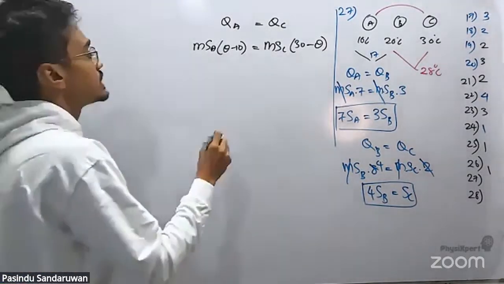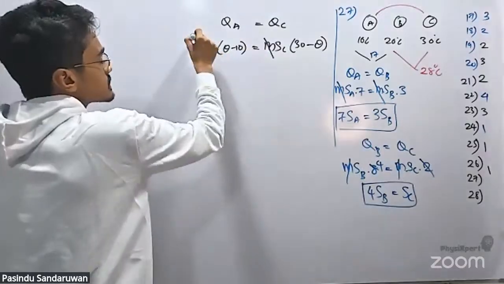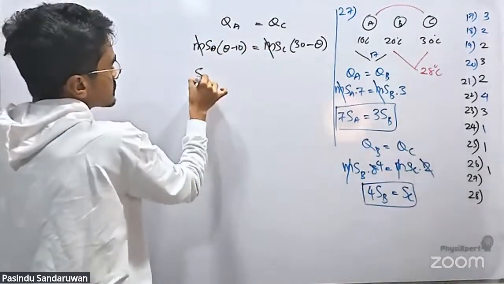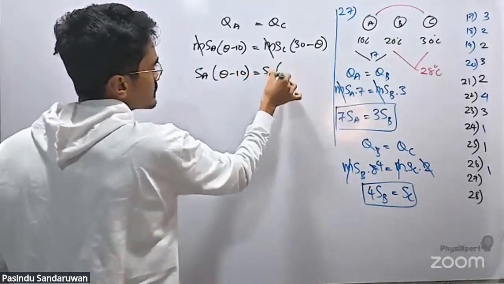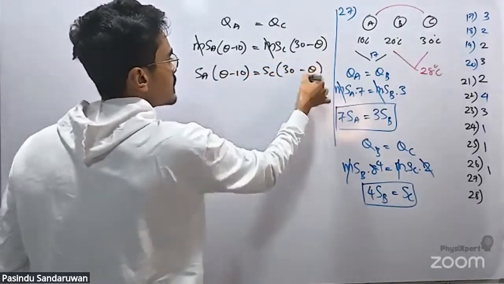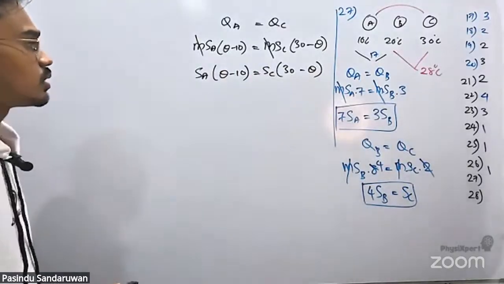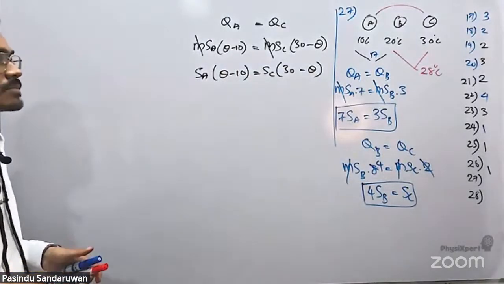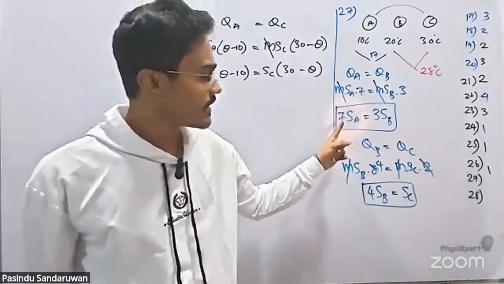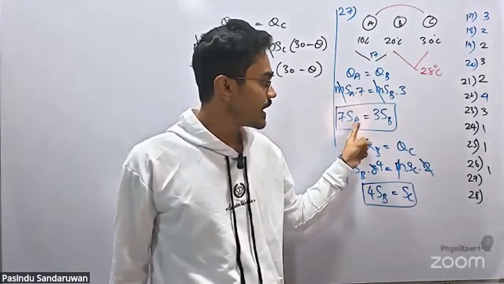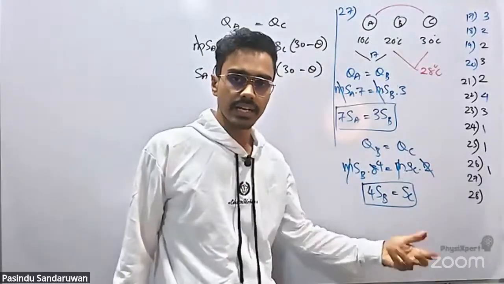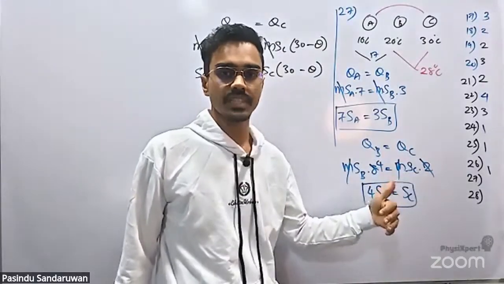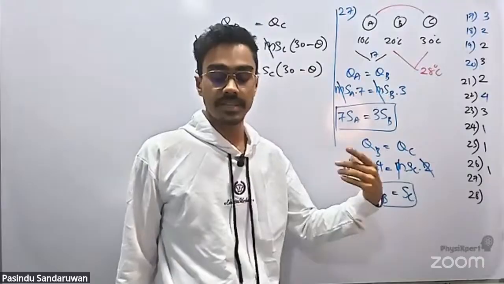Okay? Then simplify. M to M cancels. See what remains: SA times theta minus 10 equals SC times 30 minus theta. Now, to cancel them off, I can see we have a relationship between SA and SB, and SB and SC, which means we can convert both of them to B, no? Then with that B can be cancelled.